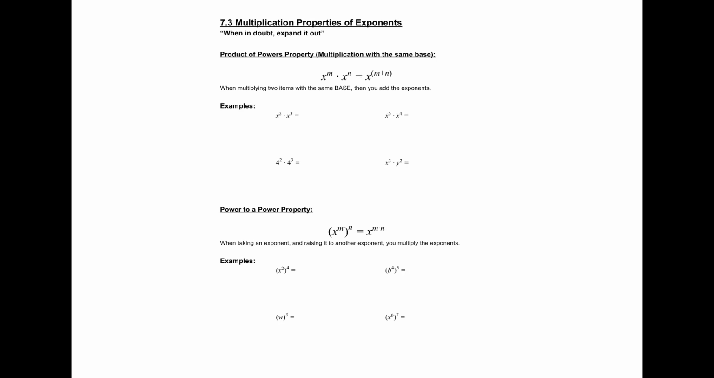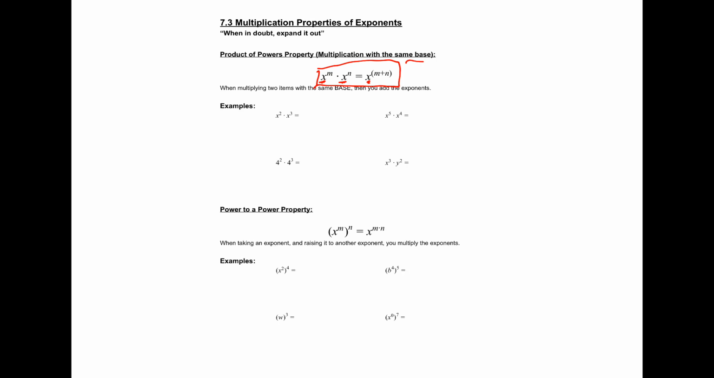So, first one is the product of powers property. And it's when you're multiplying with the same base. So notice we have our rule as it would appear on any type of formula sheet or notes. And the important thing to notice here is that this x and this x are the same exact variable. Those have to be the same base. That's what it means by same base.